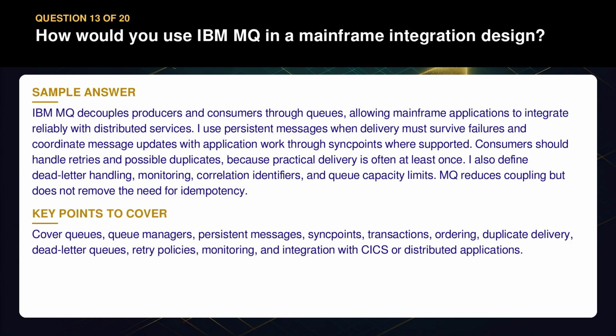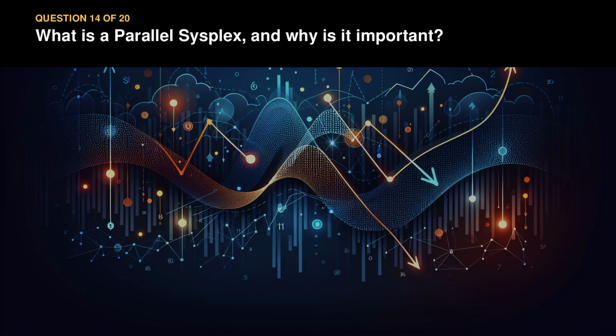Cover queues, queue managers, persistent messages, sync points, transactions, ordering, duplicate delivery, dead letter queues, retry policies, monitoring, and integration with CICS or distributed applications. Question 14. What is a Parallel Sysplex, and why is it important?